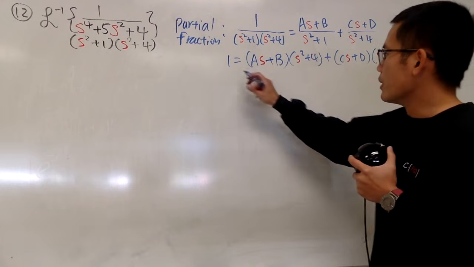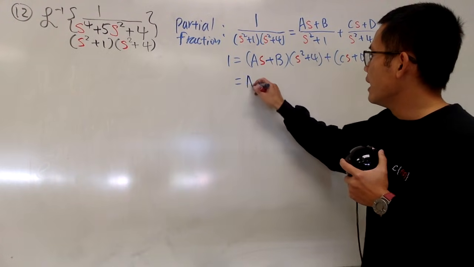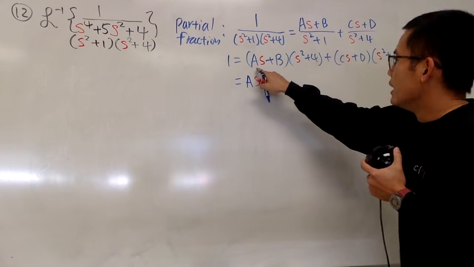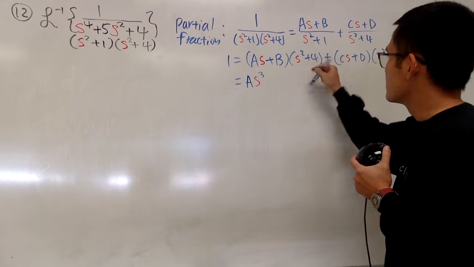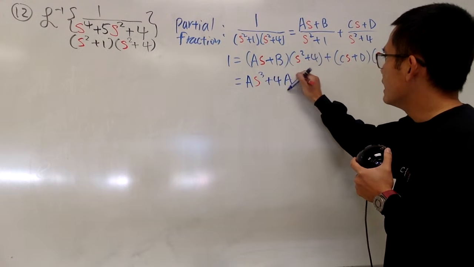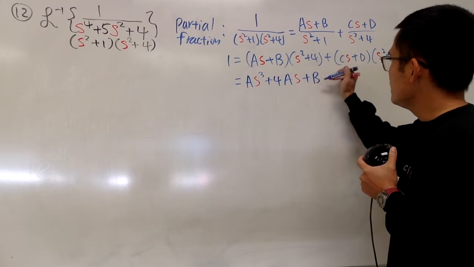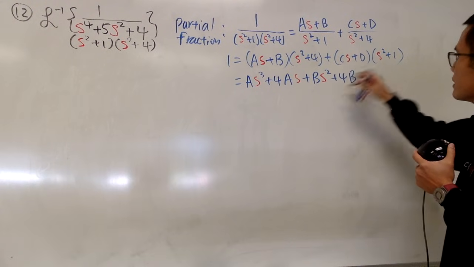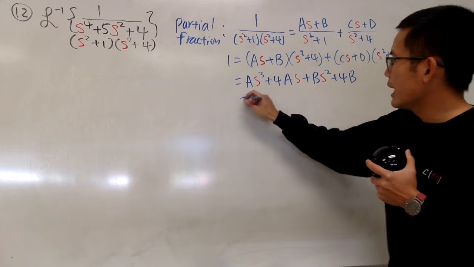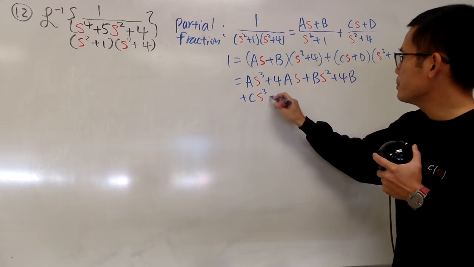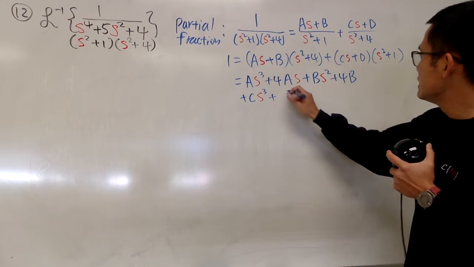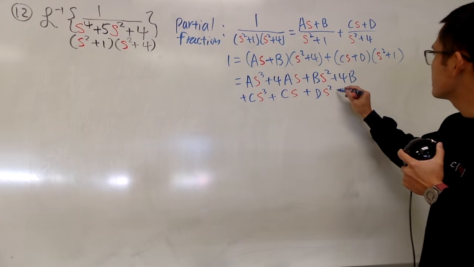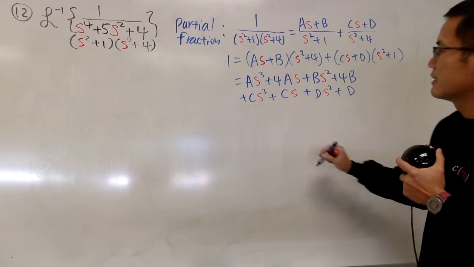Anyway, multiply this and that, we get as³. And the truth is, I didn't work this out beforehand, so I'll just see. As³, and then this times that is plus 4as, and then this times that is plus bs², and then plus 4b. And then, let me write down this below. So this is going to be cs³, plus this and that, which is cs, and then plus ds², and lastly plus d, like this, right?